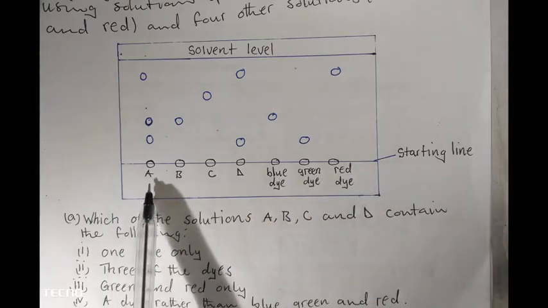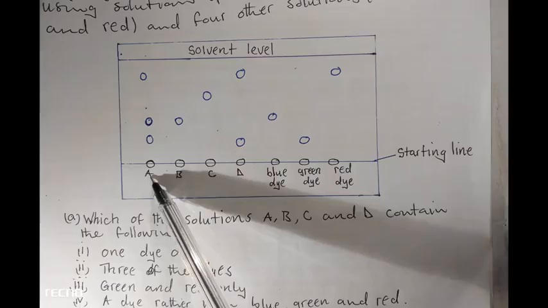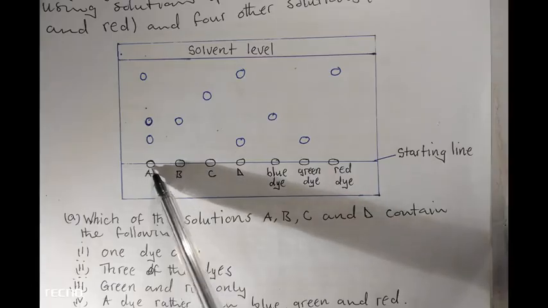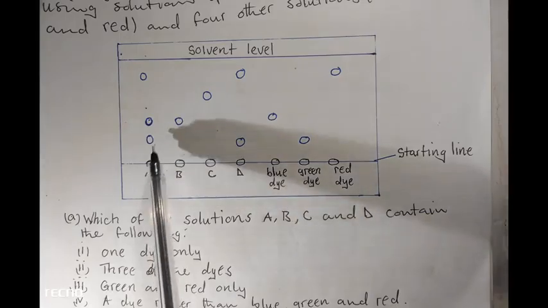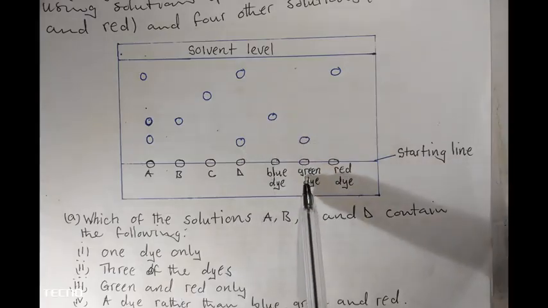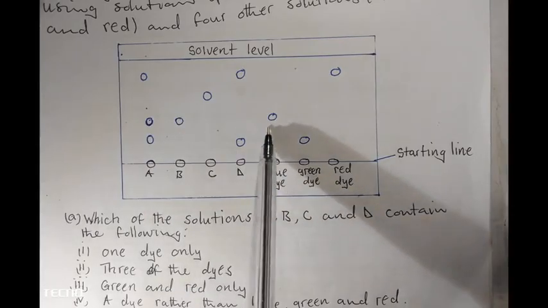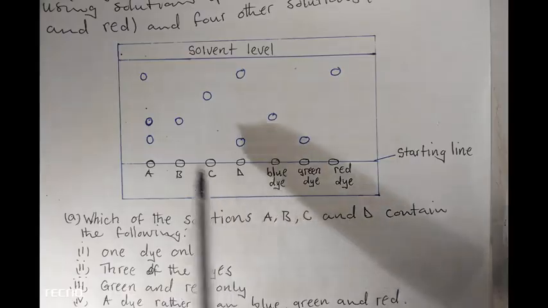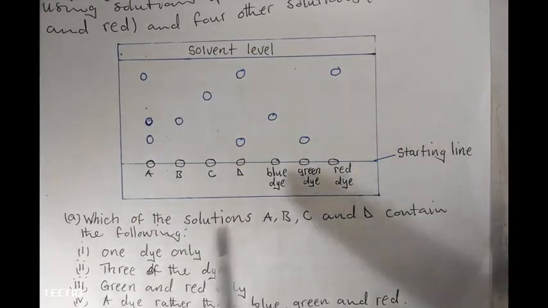So, as you can see, A is here. Checking on this A, it is able to move from here, and there it has green in it. Then you check on this one, there it has blue in it. Then also you check there, it has red. So A contains all 3 dyes.